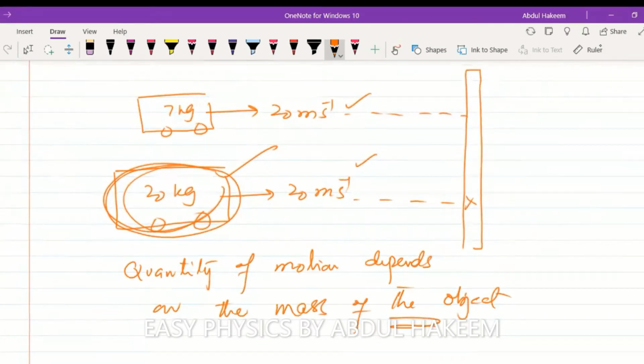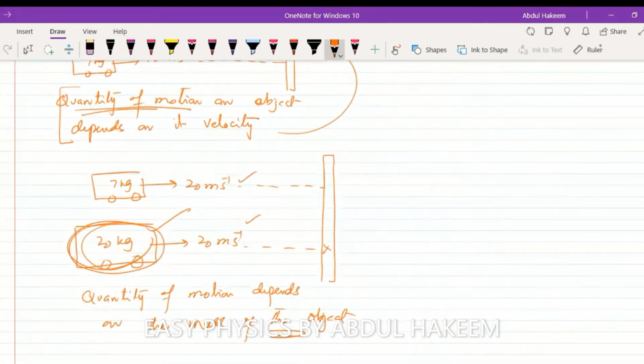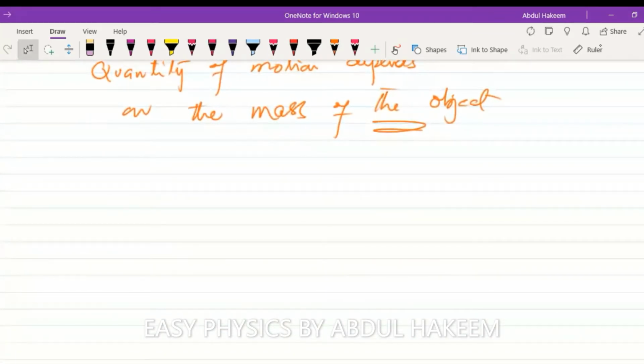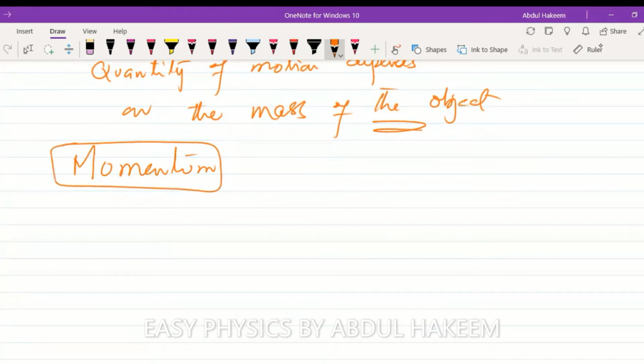So quantity of motion, number one, depends on the velocity. Number two, it depends on the mass of the object. And this property, this quantity of the motion, is called momentum. So the momentum, a physical quantity, depends on the mass of the object. Number two, it depends on the velocity of the object.